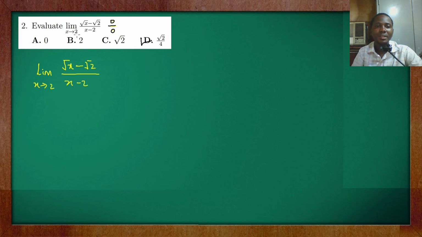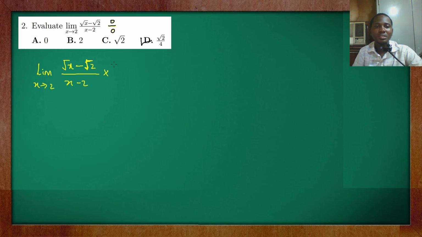Now if you notice, by direct substitution, that is, if we substitute x directly here, we're going to have 0 divided by 0. So that means that we need to simplify our function. Okay, and how do we do that? We can actually rationalize the numerator.